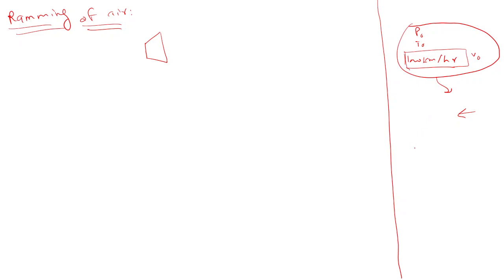So in ramming, generally, outside air comes inside the system, and its temperature would be the surrounding temperature, let's suppose T naught, the velocity would be C naught, and the pressure is P naught. It is like the outside condition.